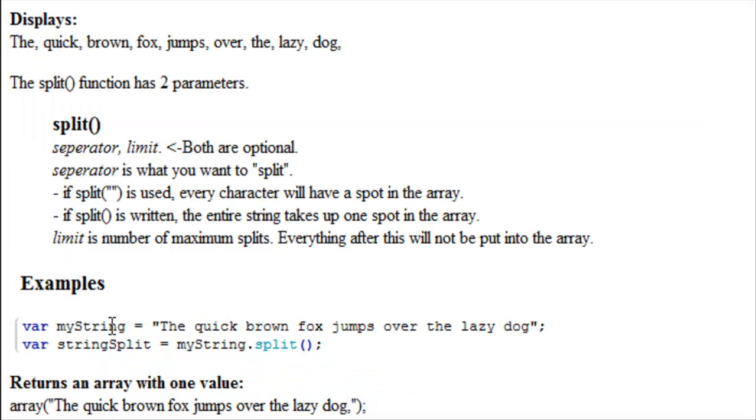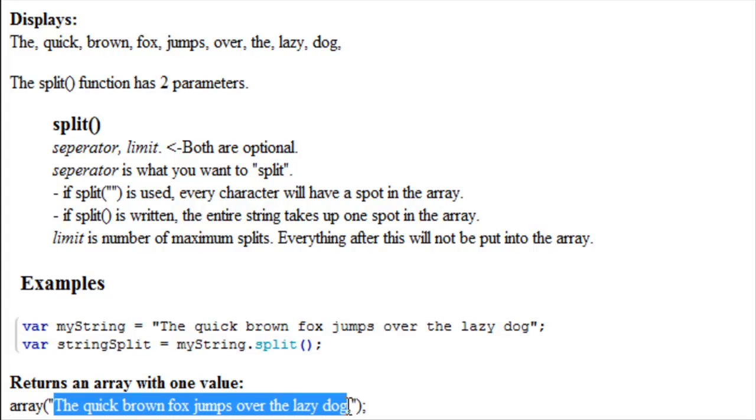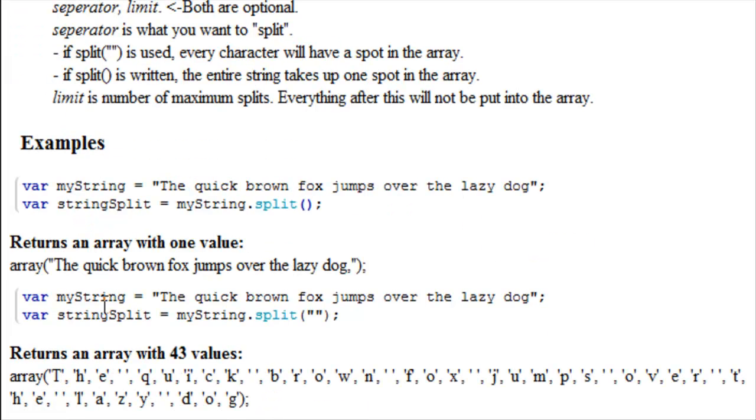And here's some examples. Variable myString is the quick brown fox jumps over the lazy dog. String split, myString dot split. We have no quotations in there, just parentheses. And that will return an array with one value. And this is what our array would look like. Array, the quick brown fox jumps over the lazy dog as one value. Now let's look at the same example, but with split, we added two quotation marks side by side with no space. The array would return with 43 values. We'd have T, H, E, space, Q, U, I, C, K, space, B, R, so on and so on.